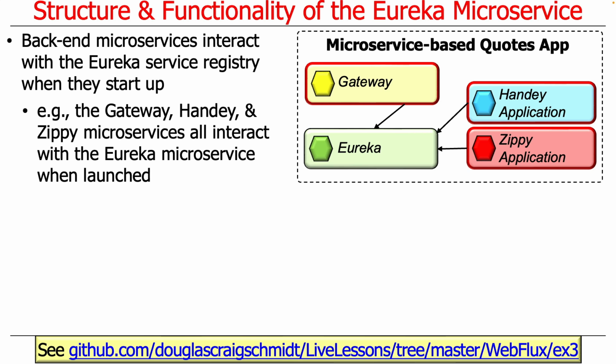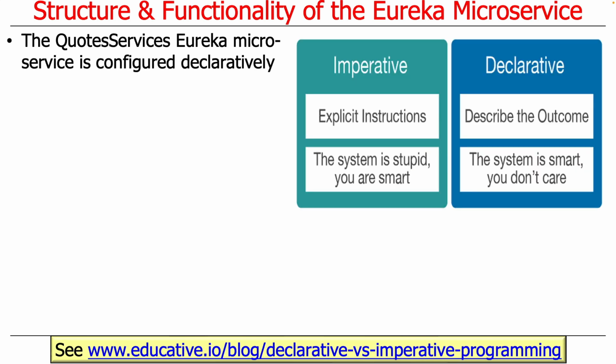In our implementation, the gateway, the handy microservice, and the zippy microservice all interact with the Eureka microservice once the system is up and running. So Eureka starts first, then the gateway starts up, and then the microservices start up. And again, that just makes life a lot better to do it that way. The Eureka microservice we use for QuoteServices is also configured declaratively, so we don't have to write a lot of code, which is nice.